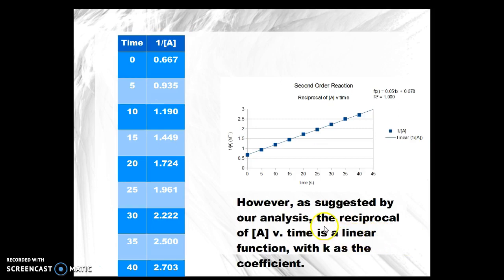However, as we suggest in the textbook, the reciprocal of A versus time does give you a linear function, and k is the coefficient. Here it is, 0.05, the coefficient that we assigned to the rate law.